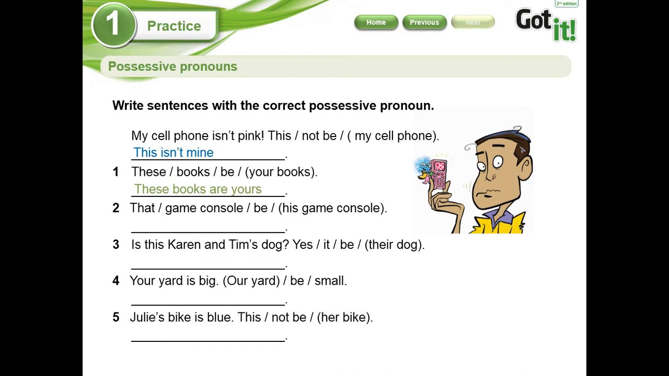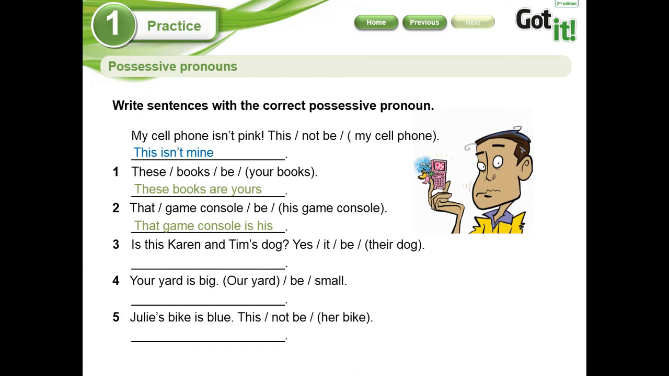Okay, what about number 2? Follow the same sequence from number 1. Sigue la misma rutina de la número 1. That game console, singular, no? Is his game console. So what's the answer? Correct, very good. That game console is his.